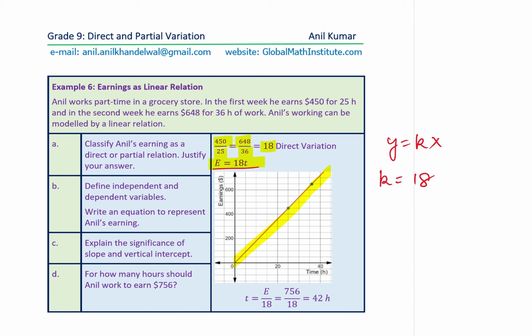Now, to find the other answers, explain the significance of slope and the vertical intercept. Slope here represents the variation, which is the rate of earning per hour. And the y-intercept at the origin represents that if 0 hours are worked, then 0 is paid. For how many hours should Anil work to earn 756? Divide 756 by 18 to get the time, 42, as our answer.